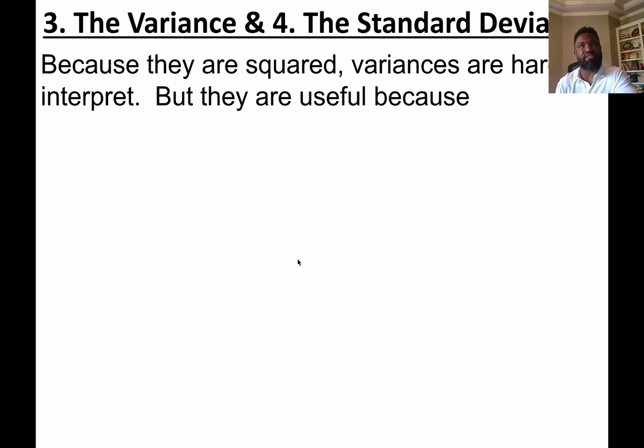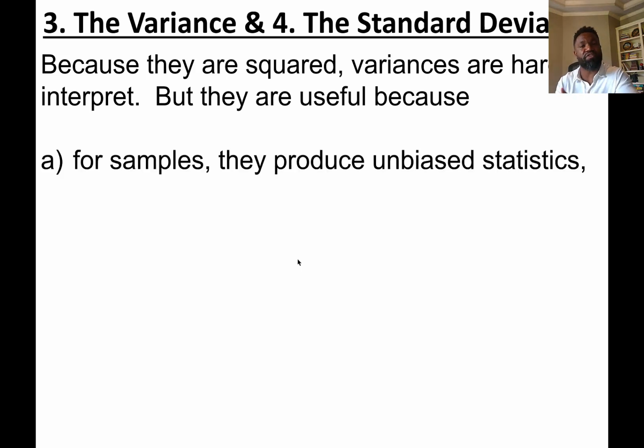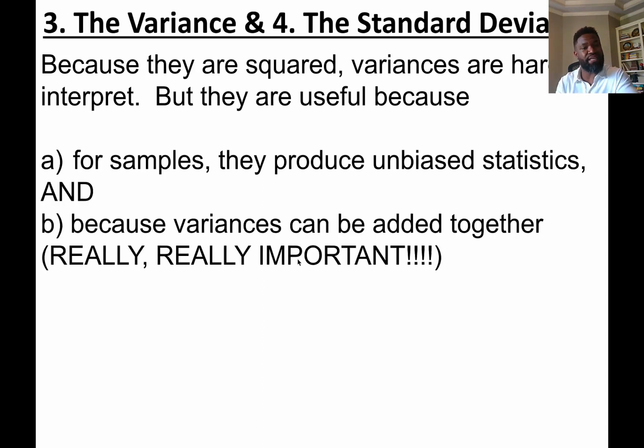So I could say someone has 4.8 squared friends, and that's not terribly useful. We have to get this thing back into some metric that we can use, right? But one of the reasons we do like variances from an interpretational standpoint is they're useful for samples because they actually do produce unbiased statistics. And second, variances can be added together.